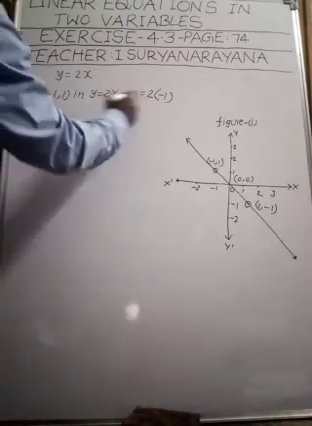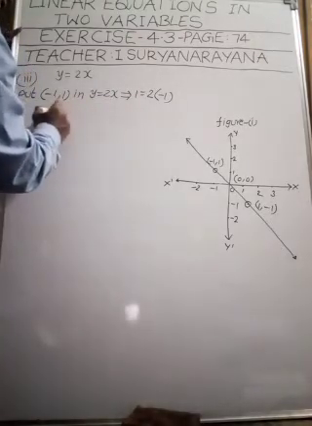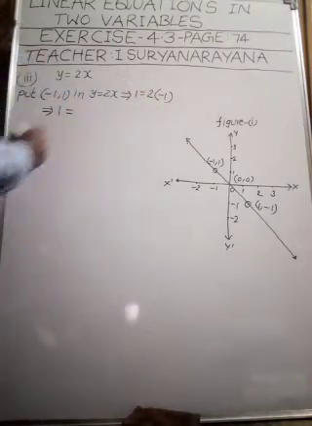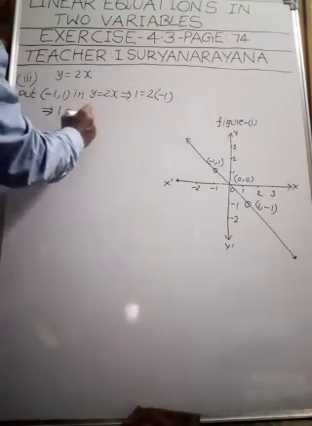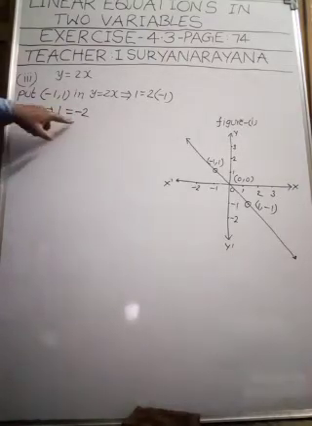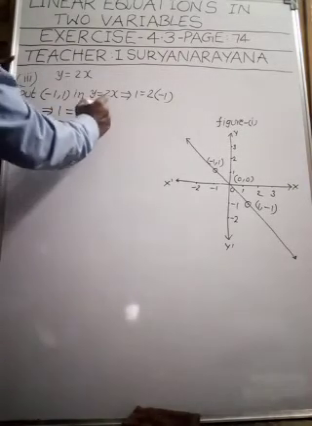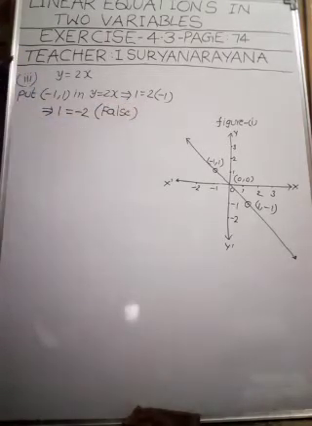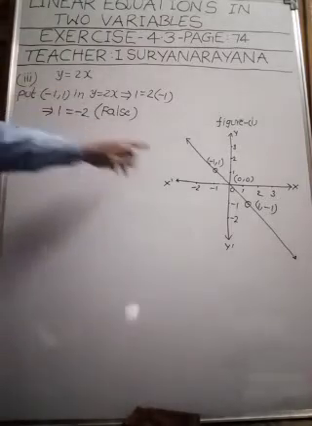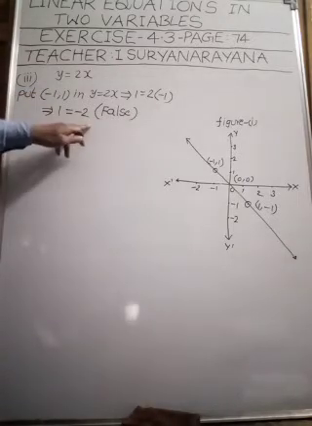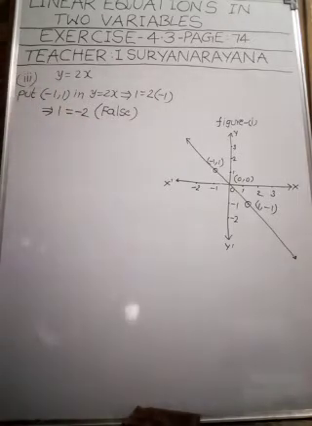Understood this step, right? This implies in LHS what will we get, 1, is equal to, in RHS what will we get, 2 into minus 1, minus 2. Is this a true statement? 1 is equal to minus 2. Wrong. It is a false statement. So here no need to substitute the remaining 2 points because the first point itself is not satisfying the equation.